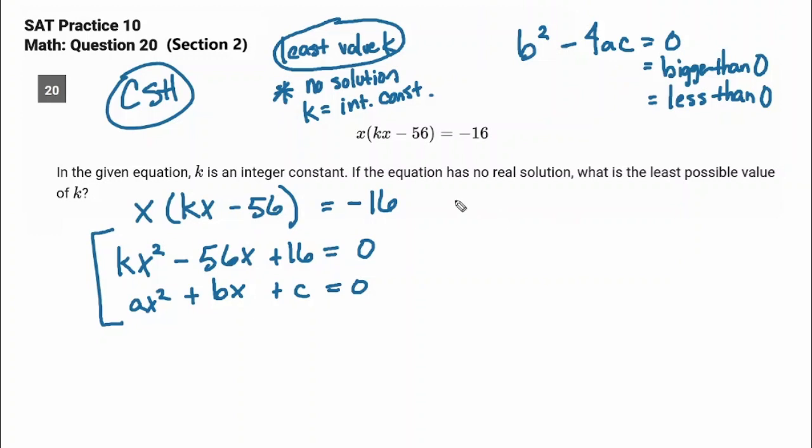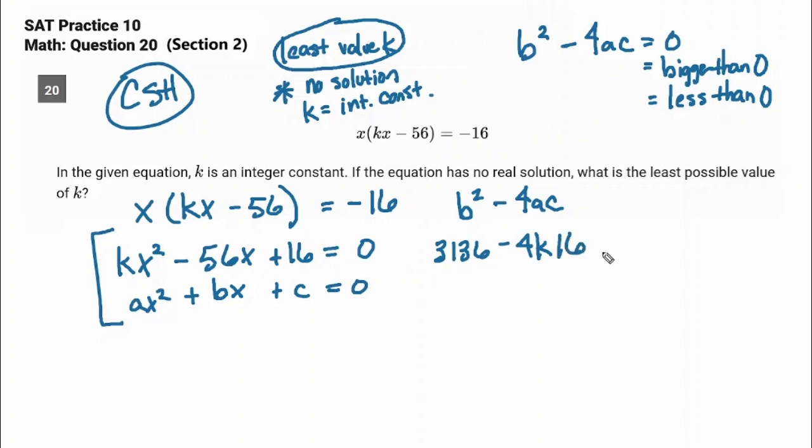So b squared minus 4ac, write it down here, and then just plug and chug. It's negative 56 times negative 56. That's obviously going to be positive. You're obviously going to do it on your calculator. It's 3,136 minus 4 times a, which is k, times c, which is 16.